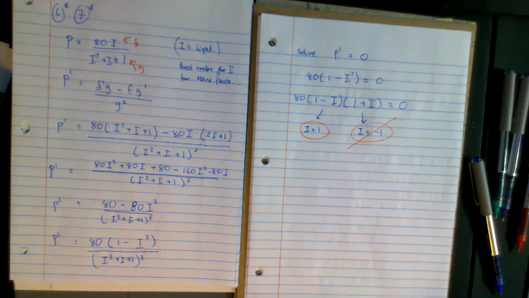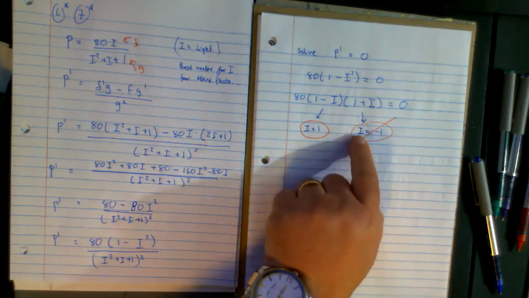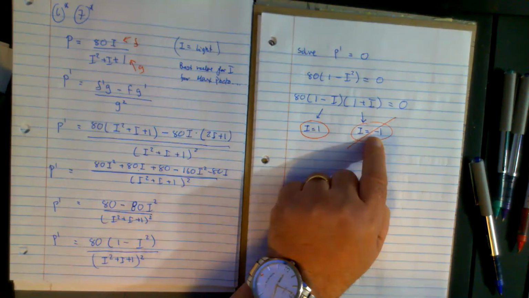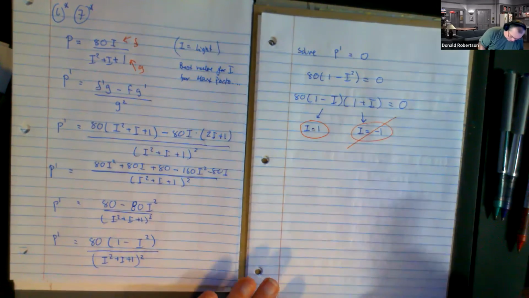Why am I killing that one? Because photosynthesis wouldn't occur with negative light. In fact, I'm not even sure what negative light means. I think i equals 0 means there's 0 light, right? There's no light at all, it's pitch dark. So in a lot of ways, isn't that just a nonsense answer? It doesn't even exist in reality. So sometimes you have to pick.